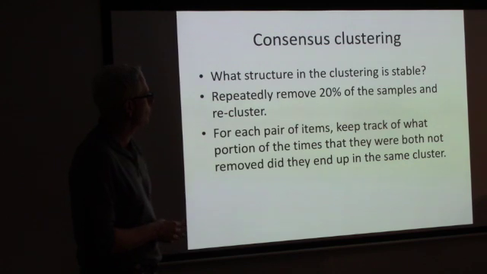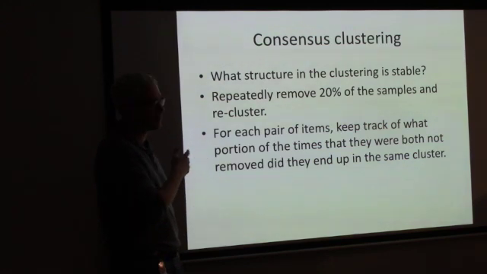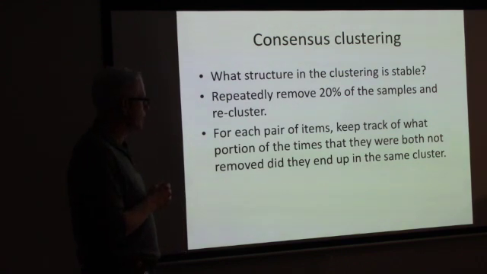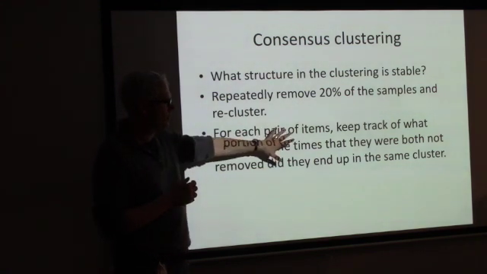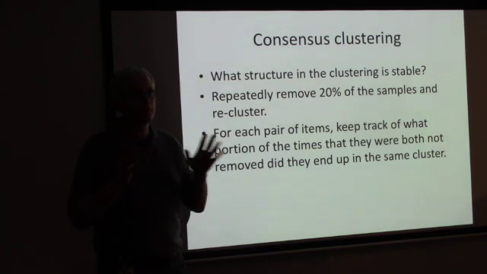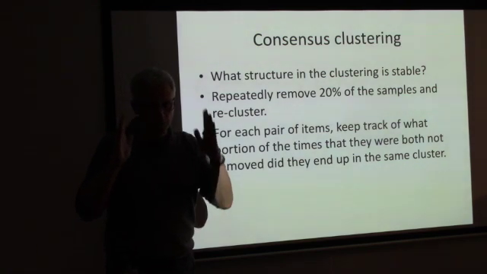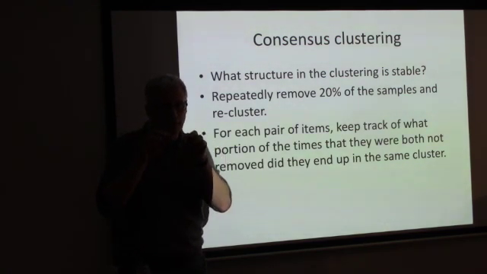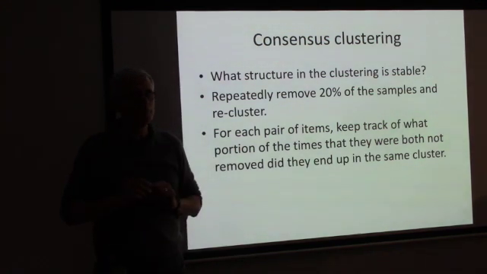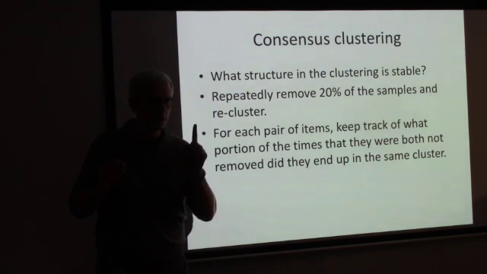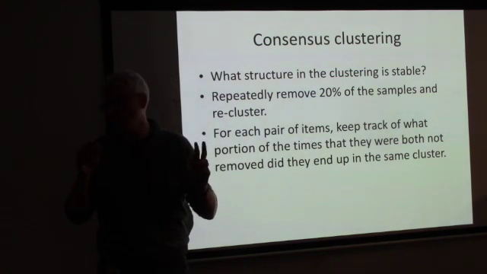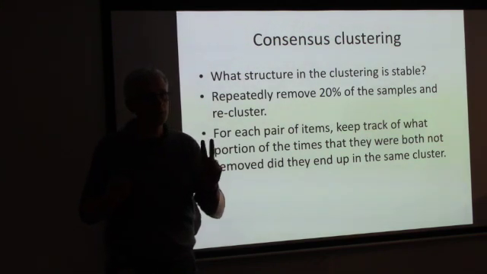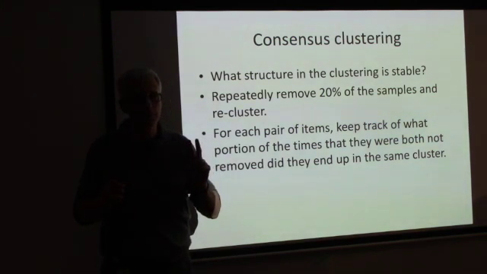Well, what you do is you repeatedly remove 20% of the samples and recluster. This is a mouthful, but let's step back before we read this. Again, the idea is you have all your samples, but you're repeatedly randomly going to take 20% and set them aside. Now, let's call it sample 1 and sample 2. Some of the times, neither of them will be set aside. So then you can ask the question, did they end up in the same cluster?